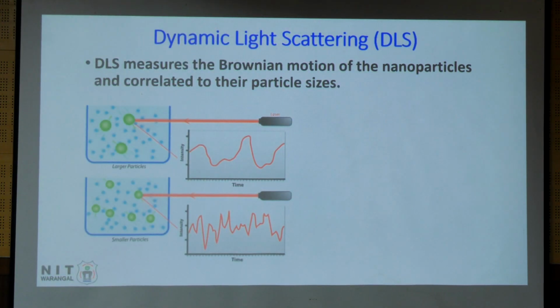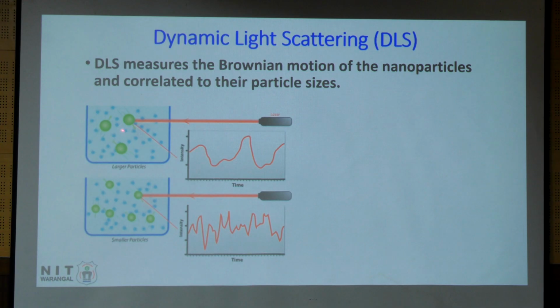So dynamic light scattering is another interesting spectroscopic technique, where you can find out the particle sizes. Of course, the smaller particles will have more dynamics related to that. There is a system called the Zetasizer. The Zetasizer is the one which tells you about the size of the particles as well as the charge that is present on the particles. Okay, so that is based on the principle of DLS.